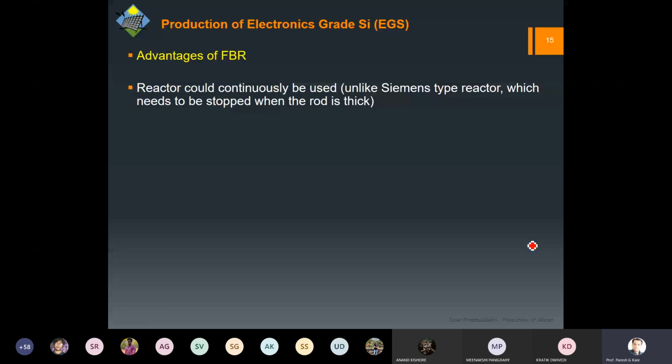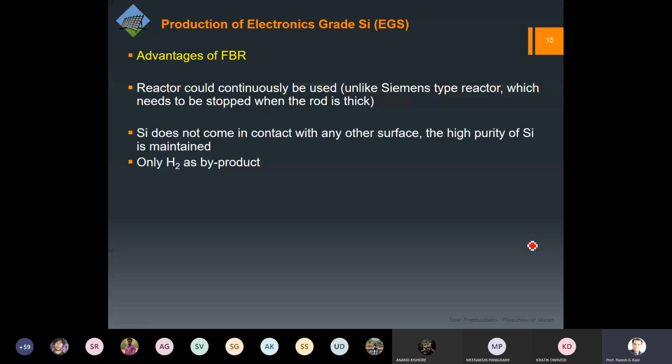But here the gas can pass continuously, and that's why FBR is always a continuous process. You can keep on collecting the large particles which have fallen from that mesh, and this process can keep on continuing. So it's not a batch process. The other thing is the silicon does not come into contact with any surface, so the purity is much higher compared to what we have seen in the Siemens reactor.